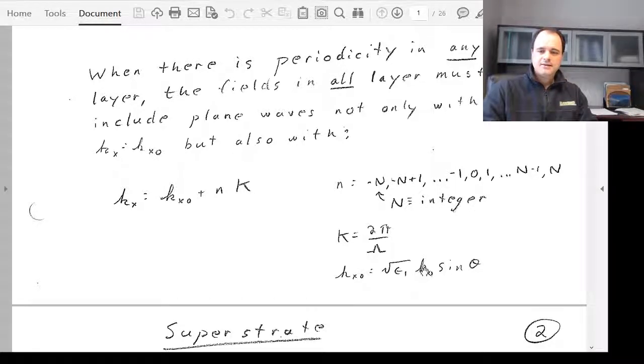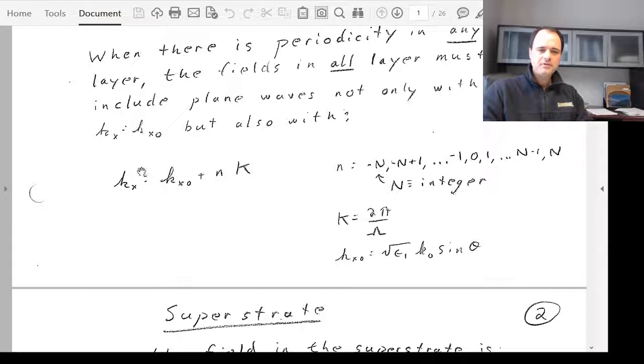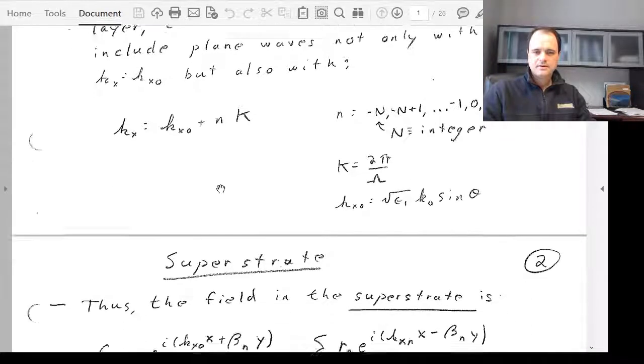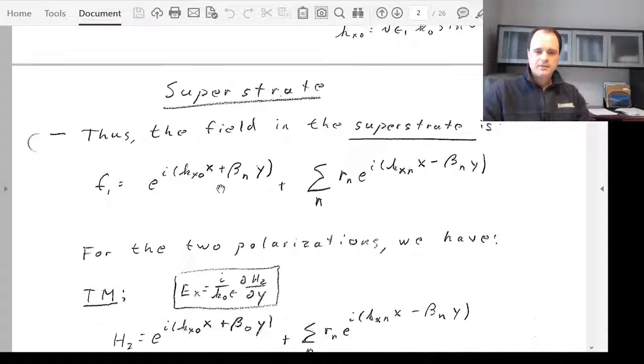Your K naught is omega over C, and then the sine of the angle of incidence. This is N K sine theta for Kx naught. Okay, so all the fields, we will expand the fields within all the regions such that the plane waves have this in-plane momentum. All right, so we do that right here.